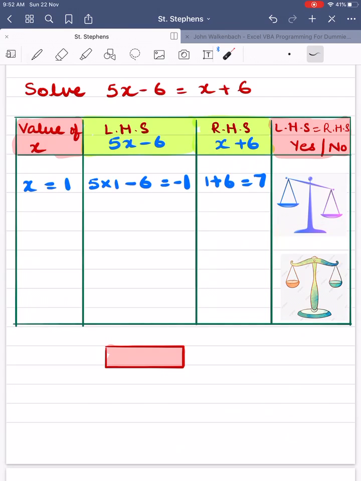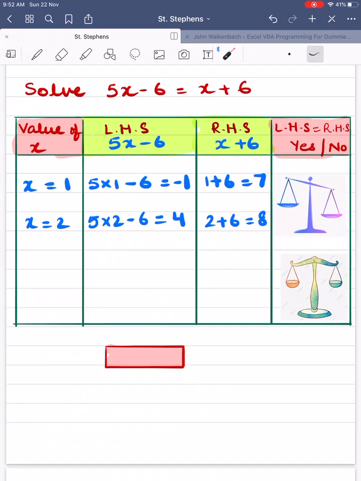Now let's substitute x is equal to 2. So we have 5 into 2 minus 6. Now 5 into 2 is 10. So 10 minus 6 is equal to 4. And in the right hand side we get 2 plus 6 which is equal to 8. So here again the left hand side is less than the right hand side.